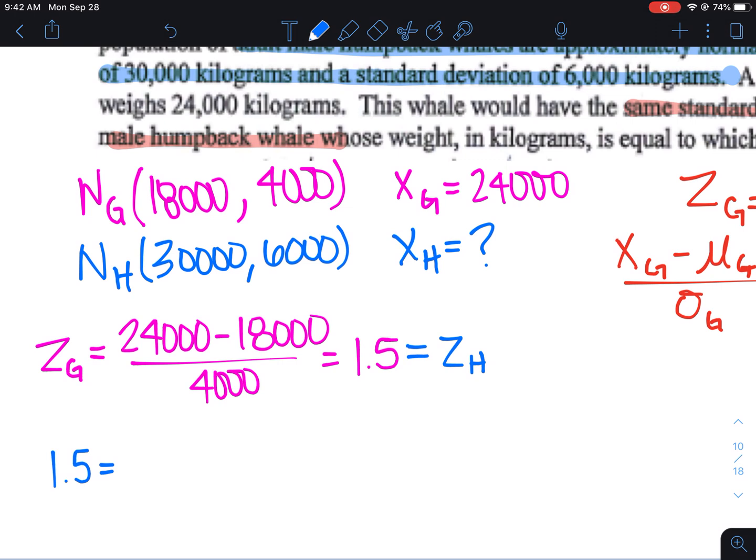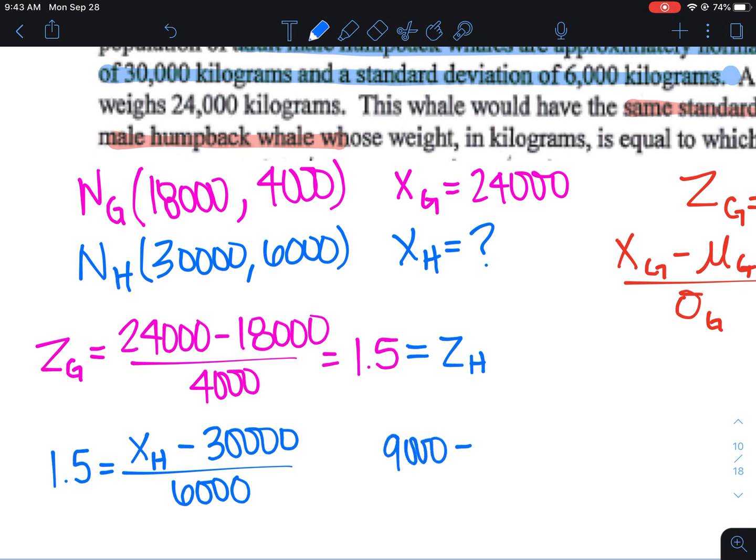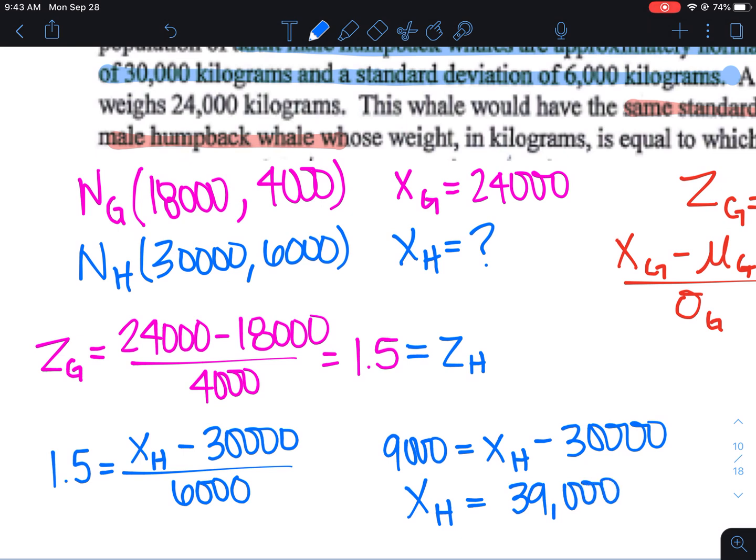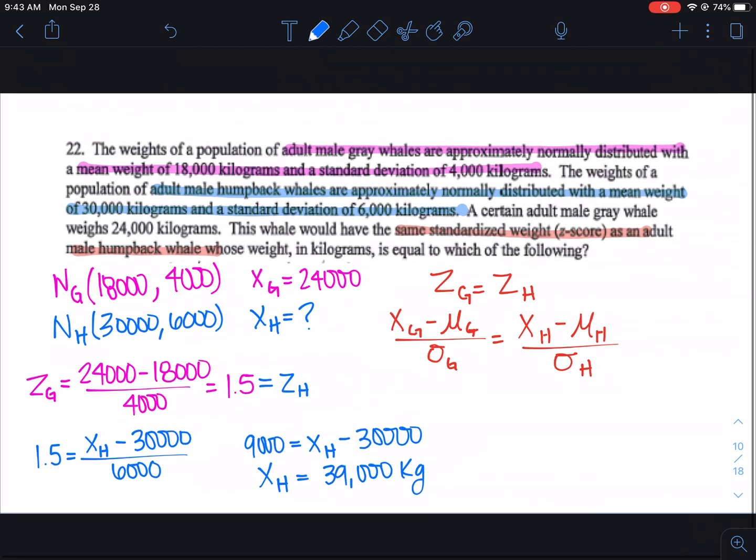So I'm going to do the stuff for the humpback whale. 1.5 equals, I'm looking for the value of the humpback whale, minus the mean, which is 30,000, divided by 6,000. So when I multiply both sides by 6,000, I'll get 9,000 equals the value of the humpback whale minus 30,000. So I'll get the weight of the humpback whale to be 39,000 kilograms. And that would have been the correct answer when we solved it. I just think this problem's really good because it makes you really think about what you need, what you have, what you need, and how you're going to solve it.